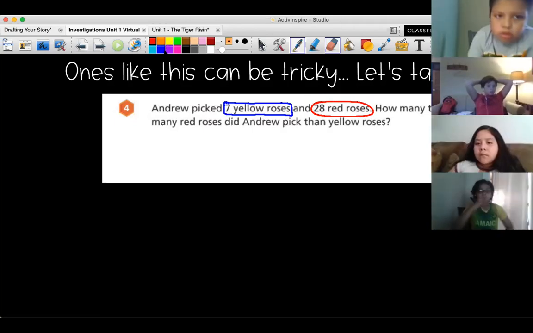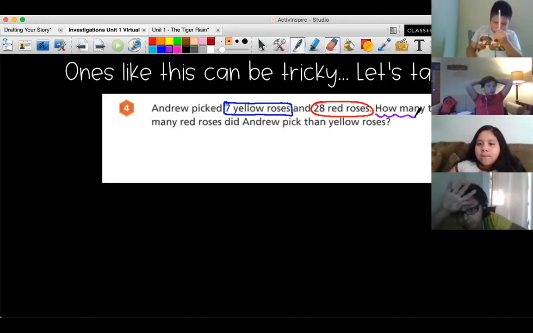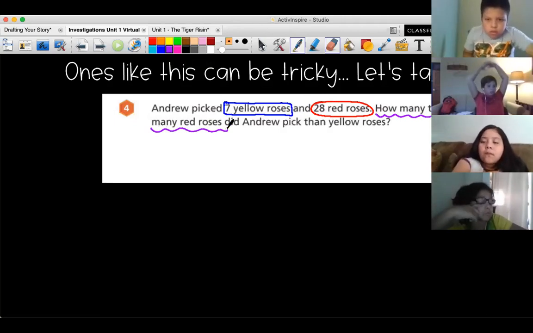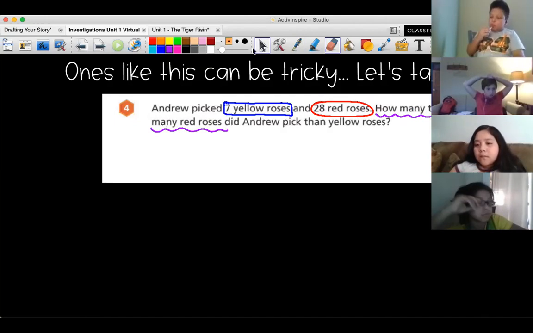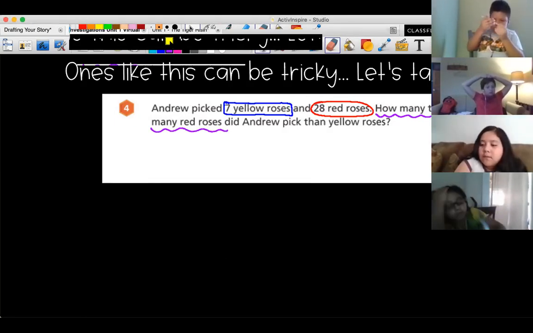It says, how many times as many red roses did Andrew pick than yellow roses? Yep. It's asking us how many times as many red roses. So on this one, this is where we're going to have to draw a picture. I'm going to move my little dot down so I can see a little better.